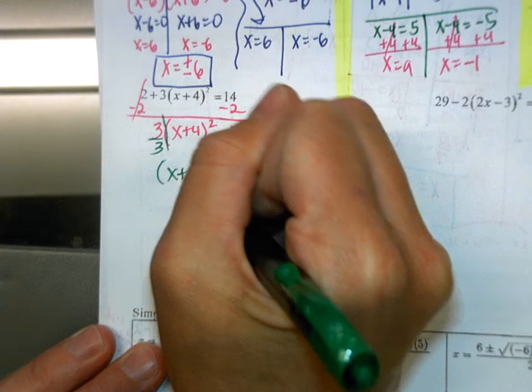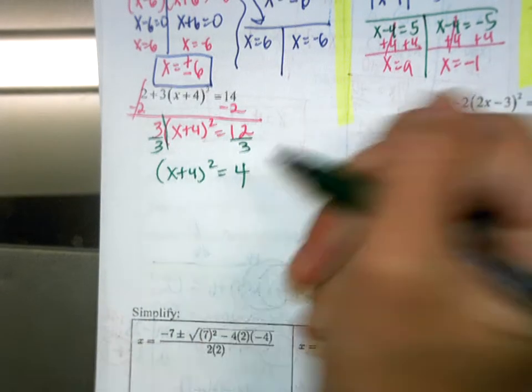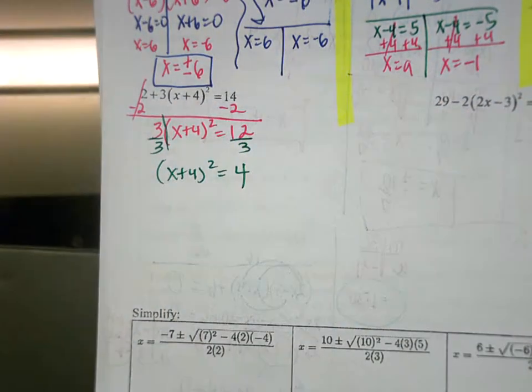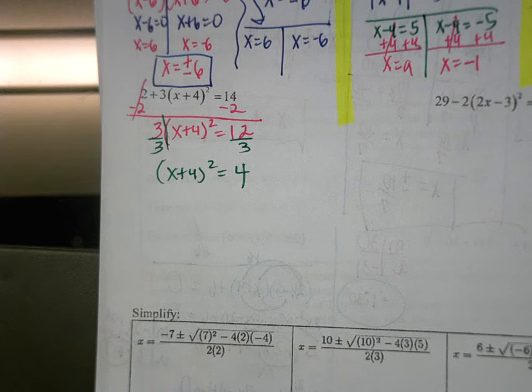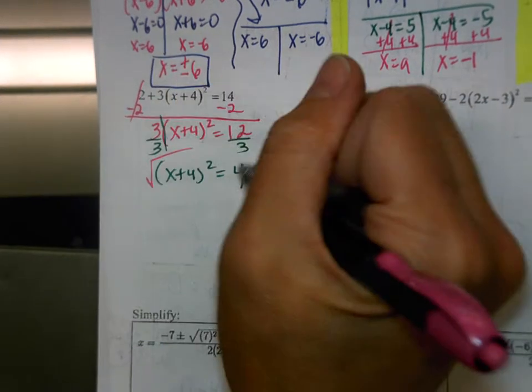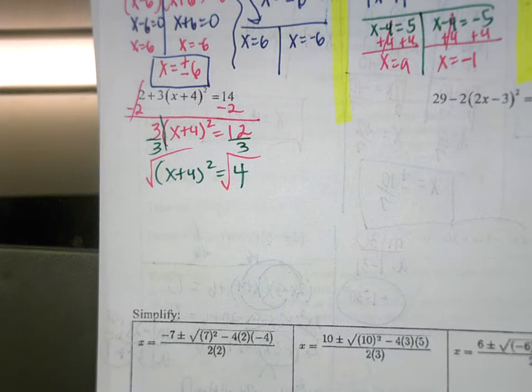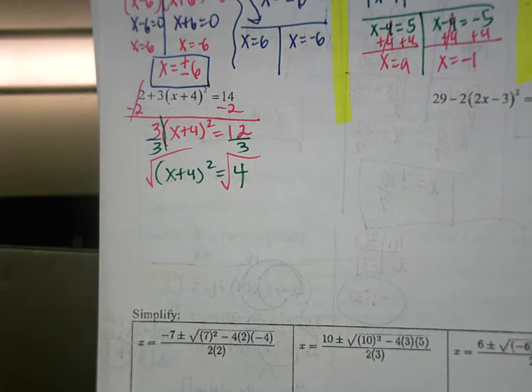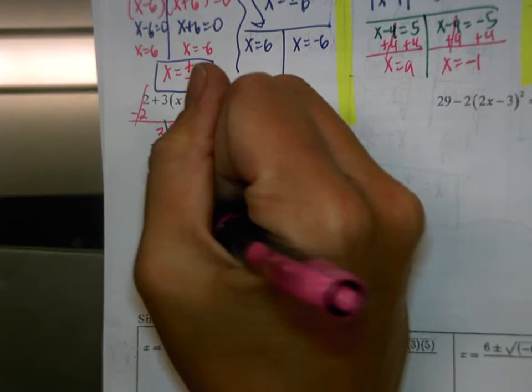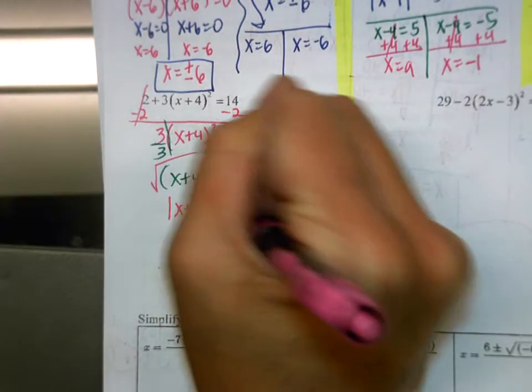(x + 4)² = 4. Okay, next step. Who wants to help me out? Very good. Take the square root of both sides. Can someone tell me what I write now that I'm taking the square root of both sides? Absolute value of x plus 4 equals 2.